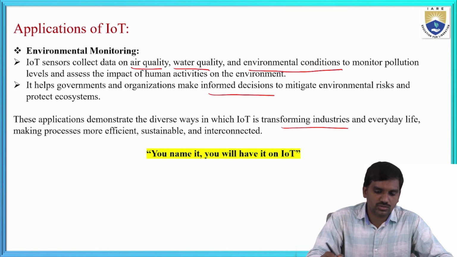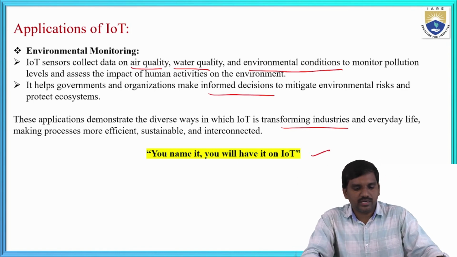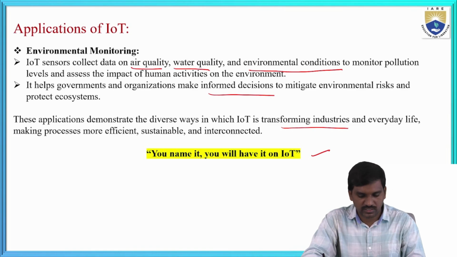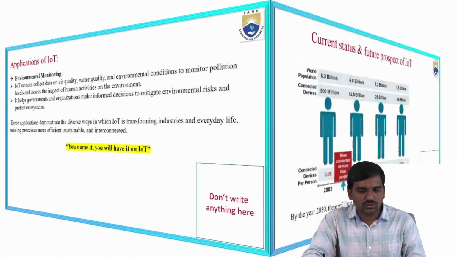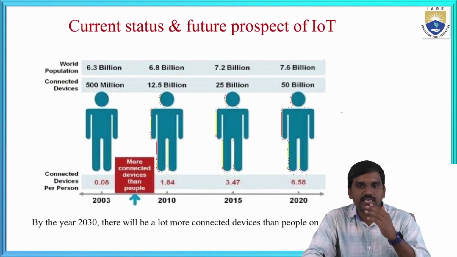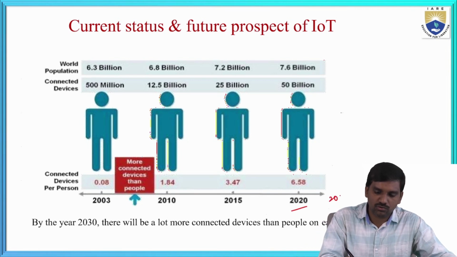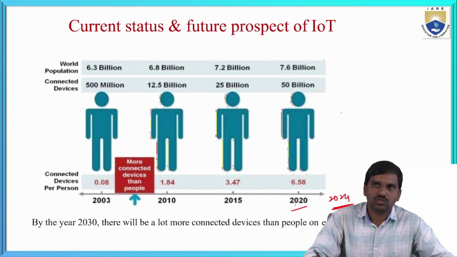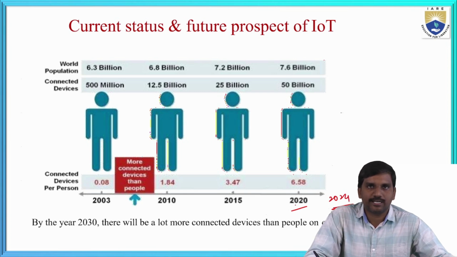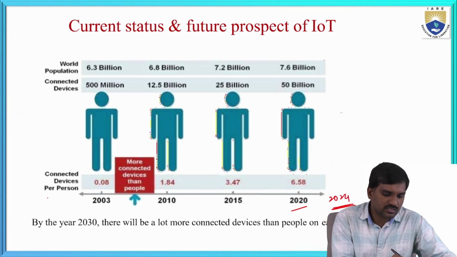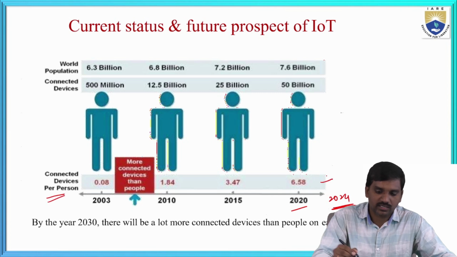This is the slogan: you name it, you will have it on IoT. And yes, some current status and future scope of the IoT here. We are in 2024, but the data is only up to 2020. How many devices are connected to the internet? Connected devices per person here is 6.58.